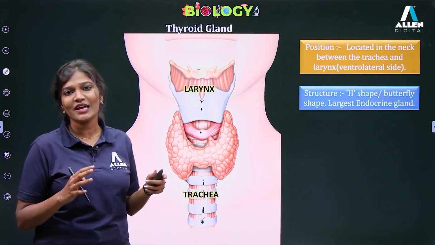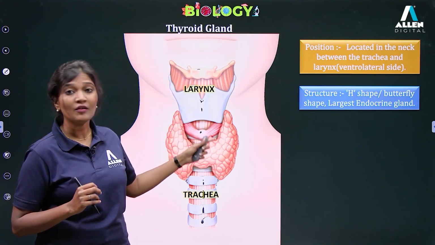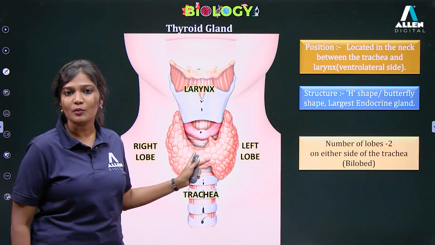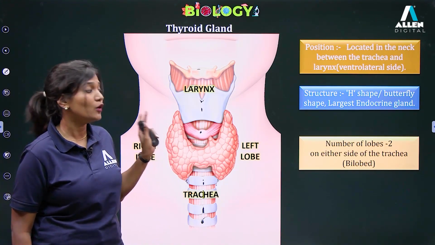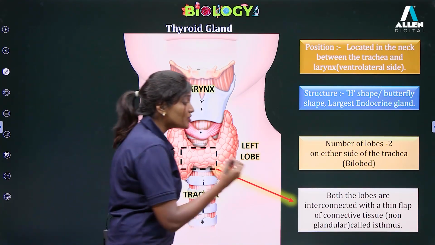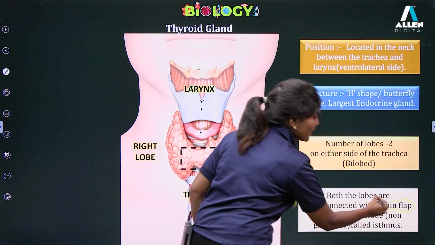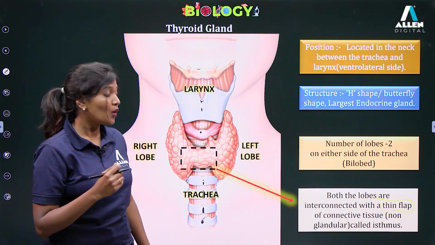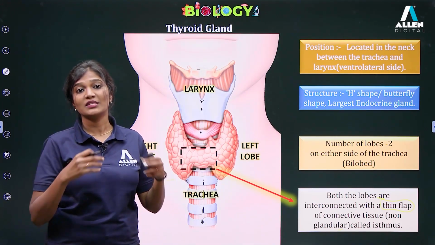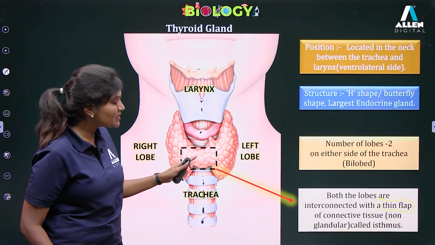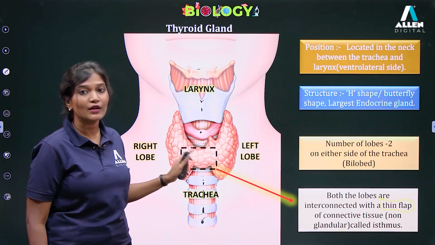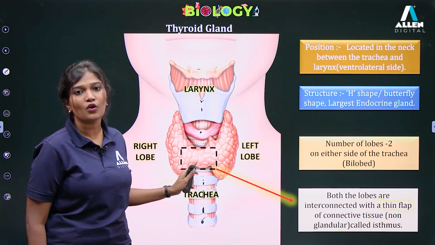And you can see this looks like a butterfly-shaped gland. If you observe here, this thyroid gland is made up of two lobes. So we can say it is a bilobed structure. And the two lobes are connected by a connective tissue which is very thin. You can observe here, it is a very thin, flat connective tissue which, importantly, is non-glandular in nature. The entire thyroid gland will secrete hormones, except this isthmus, which is made up of connective tissue and is not going to secrete any kind of substances. So this connection is called the isthmus.